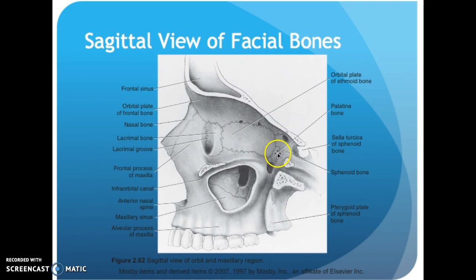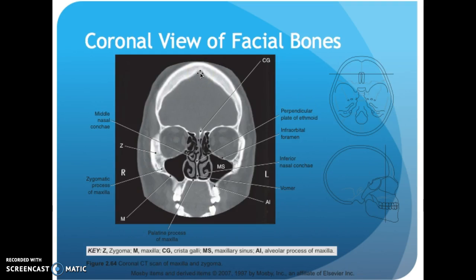Back in the back, there's your palatine bone. This is your sella turcica of your sphenoid. Of course, your sphenoid bone, your pterygoid plate of your sphenoid, the alveolar process of your maxilla, your maxillary sinus, your acanthion, infraorbital canal coming through here, frontal process of your maxilla with your lacrimal groove on your lacrimal bone. You have your nasal bones up top. Your orbital plates are here of your frontal bone and your frontal sinus.